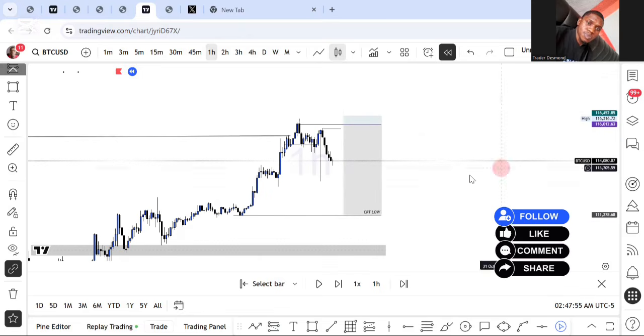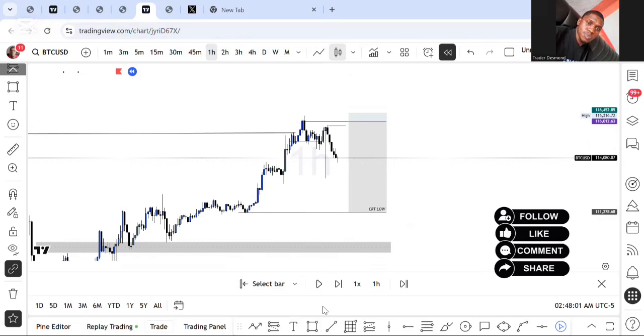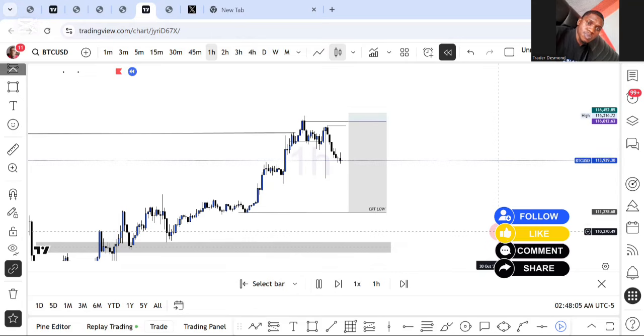Let me play it. So like I said, you can target this or target this, but there's no point. This 10 RR is enough for you. So I don't see reason why I should extend it, trying to look for 100 RR. There's no point doing that. So let's see how this market reacted off this.